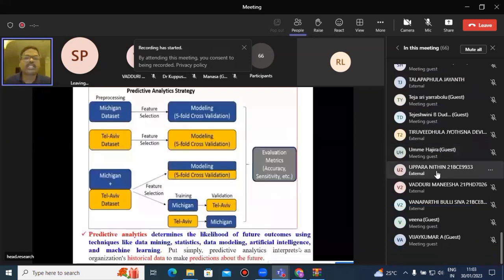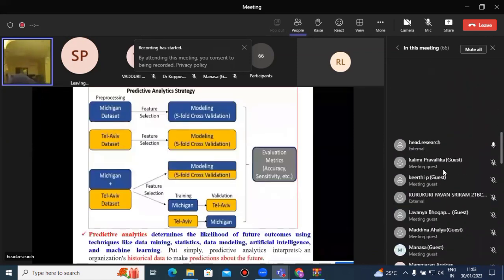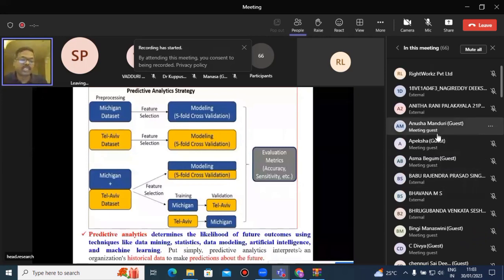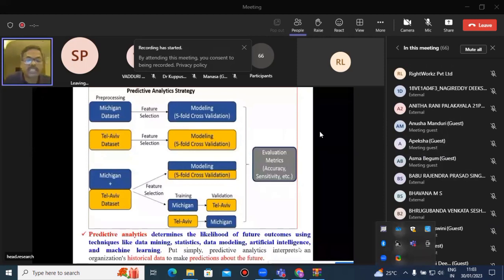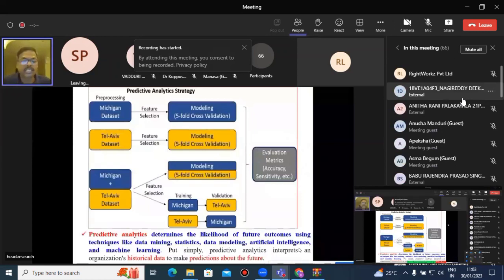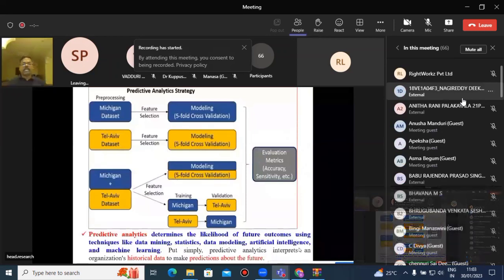See, predictive analytics strategy is nothing but determining the likelihood of future outcomes using techniques like data mining, extracting meaningful interesting patterns from a huge volume of data, then statistics, data modeling, artificial intelligence, and machine learning. Put simply, predictive analytics interprets an organization's historical data to make predictions about the future.